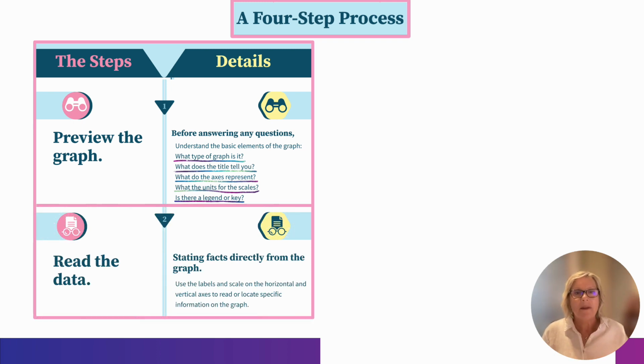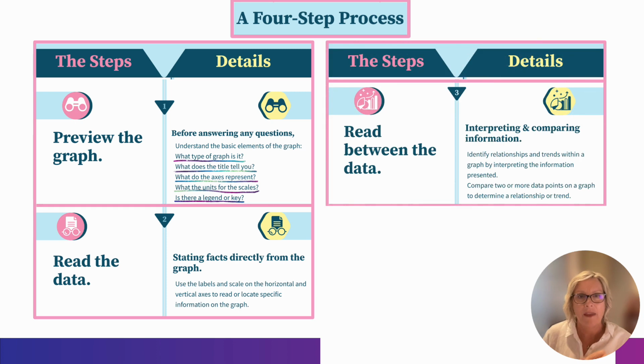The second step is reading the data. It's the literal step. Students state the facts directly from the graph using the labels and the scale on the axis to read or locate specific information. Reading between the data. Here, the students are encouraged to look at and make comparisons and observe relationships in the data and to discuss with their peers. Now, the teacher should pose what-if statements for the students to investigate.